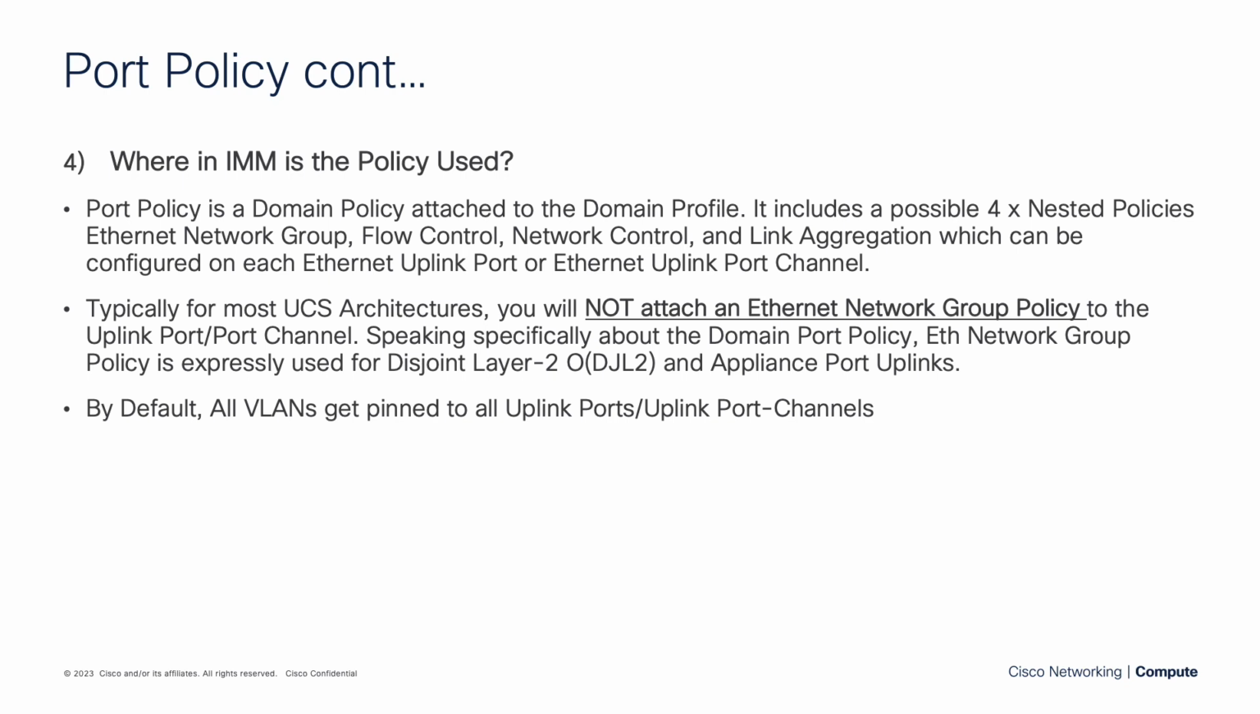I also want to point out, and I've pointed out in several of the videos, while you have the option of attaching an Ethernet network group policy in the fabric port policy, for the bulk of UCS users out there, you're not going to want to do that. Just leave that policy blank on the fabric port policy side. Now, you're going to use an Ethernet network group policy on the server profile side, and we'll talk about that in another video. But if you're not doing disjoint layer 2 and you're not uplinking appliance ports, then do not attach an Ethernet network group policy on the fabric side.